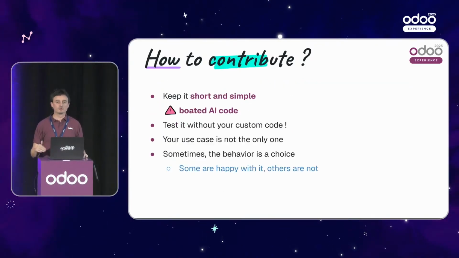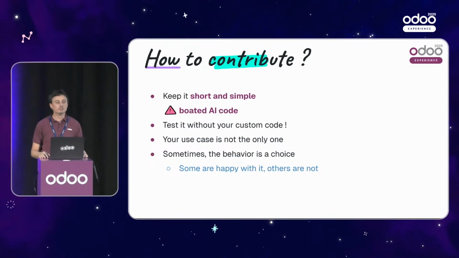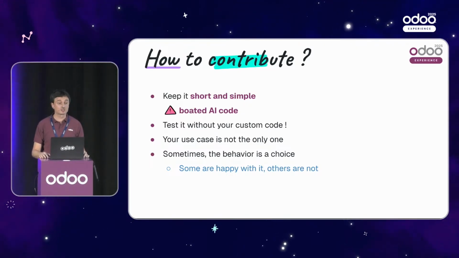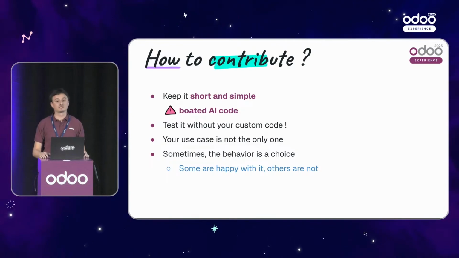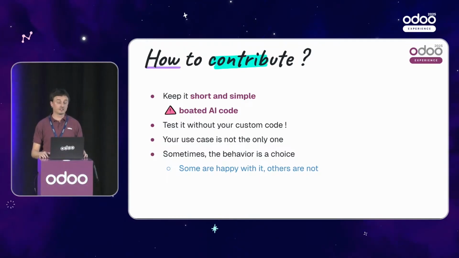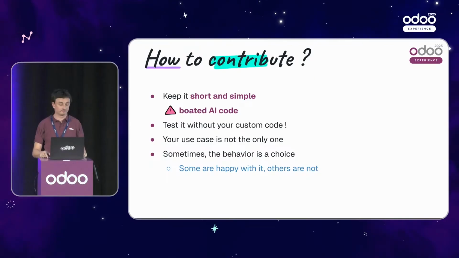So if you start making your own code, you need to keep it short and simple. The smaller the patch, the higher the chance that it is merged because it is easier to review. It changes fewer parts or fewer files, and it's easier for us to review, so it will increase the probability to merge it.